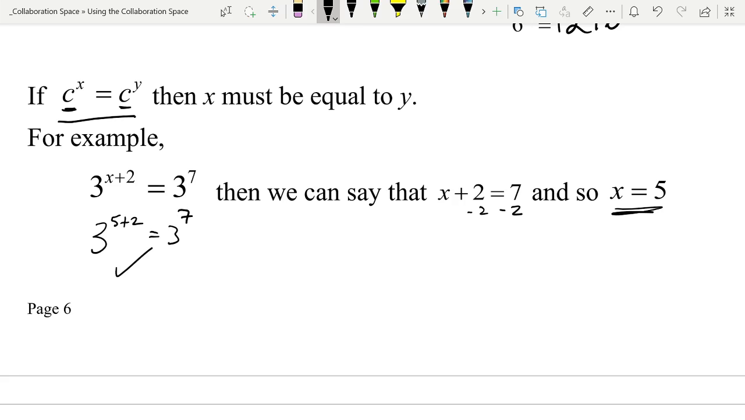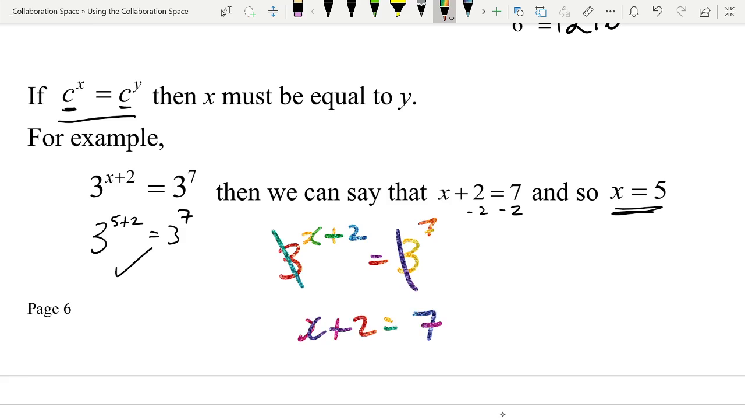Can I point out to you, don't make this communication error. I see students make this all the time. I was trying to pick red, but this is obviously not red. But in my fancy rainbow color, this is a mistake. Don't do this. Don't write this down. This is wrong. Students will cancel those 3's and say, oh, therefore it's x plus 2 equals 7.